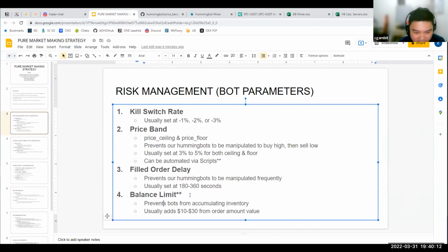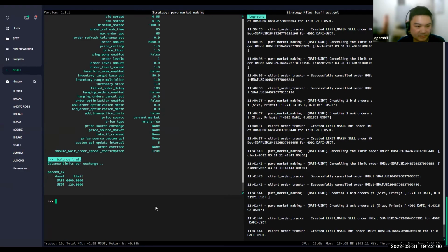And then the next one is the balance limit. For all our bots, we set the balance limit. Usually we add $10 to $30 per pair. By the way, this is the notification I mentioned a while ago, but this one should be 3% already. For the balance limit, we set it for both the quote and the base token. You can see here the order amount is 6,000 DAFI, but our limit is just set around $10 or $20 for the balance limit here.